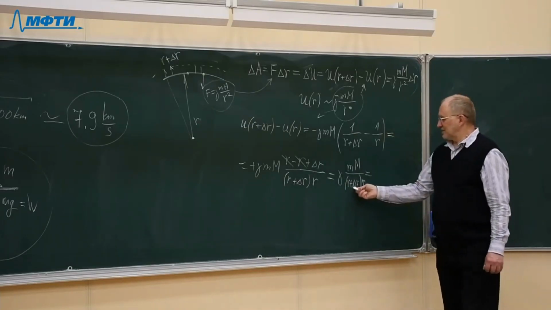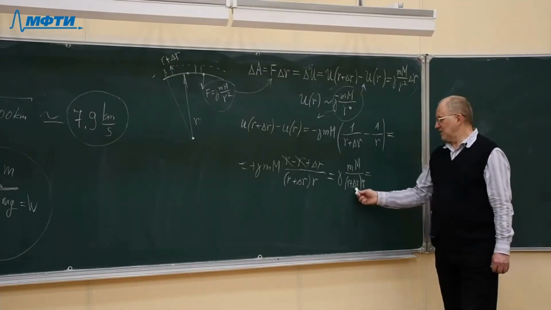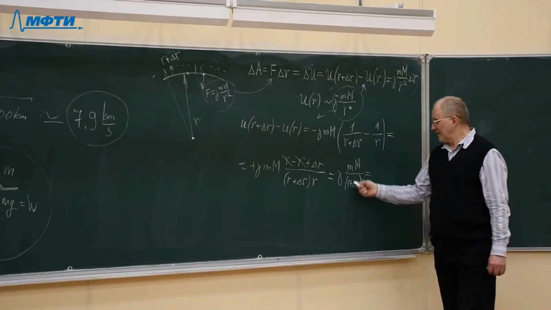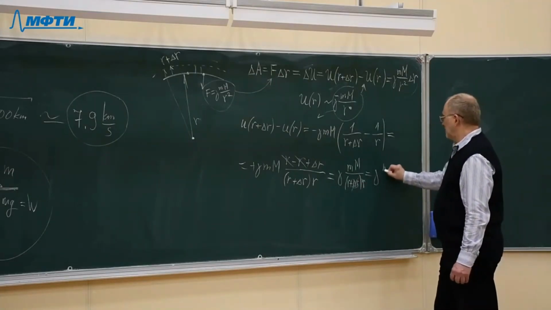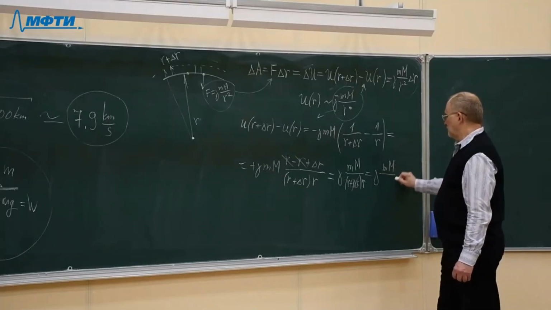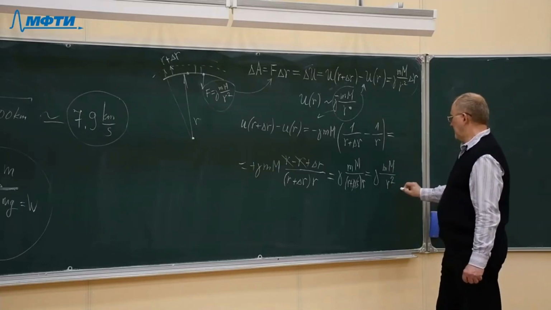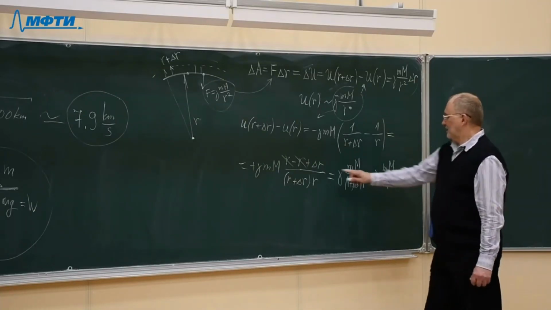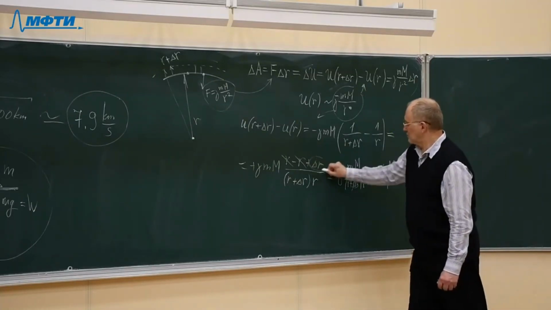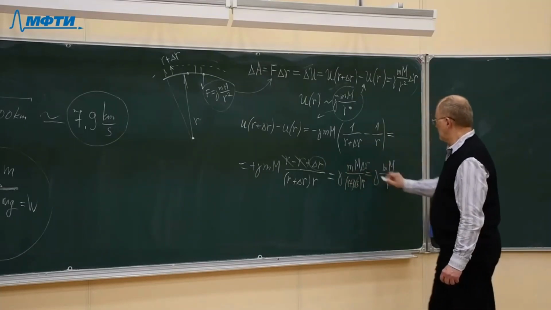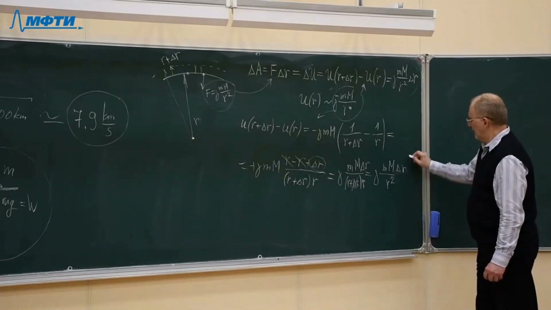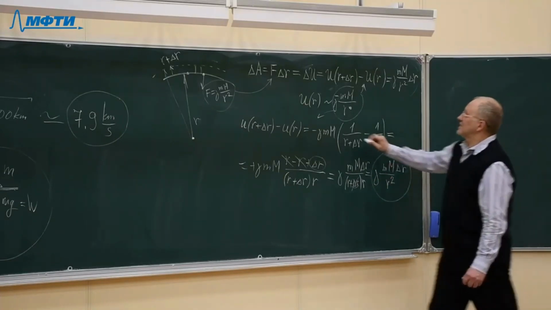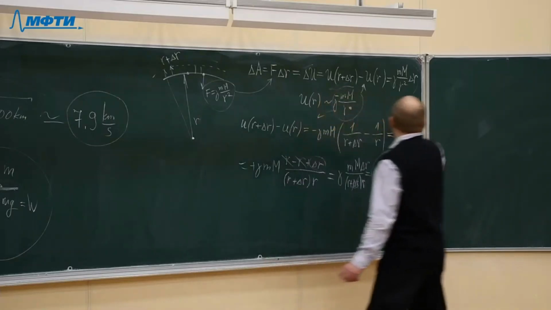But we know that delta r is very small. It's much smaller than the radius, so we can neglect it here. And we obtain gamma m M over r squared. And I have forgotten to include delta r in this formula, so delta r is here. Finally, we obtain the same formula from which we started.